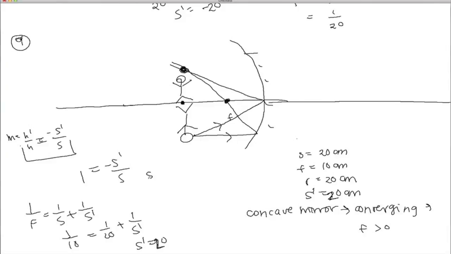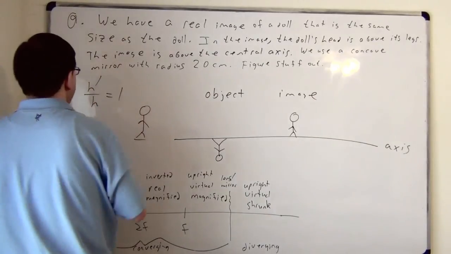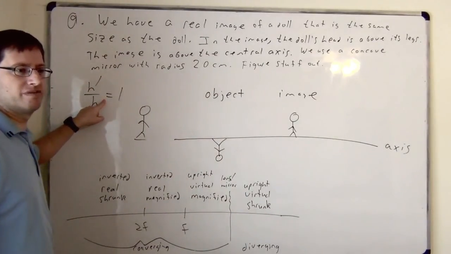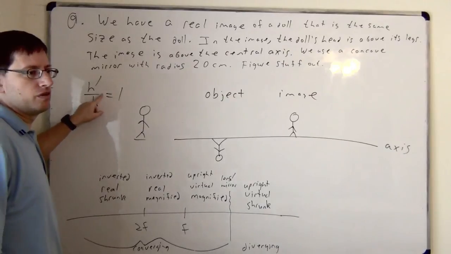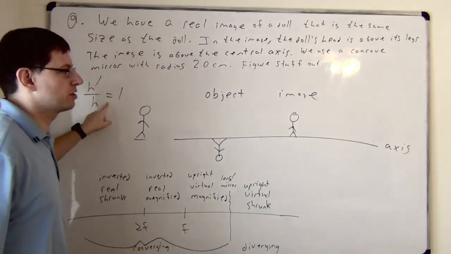Now, that one is actually hard. Let me help you with this. That actually turns out not to work because you're saying that H prime over H is 1, but you actually don't know yet whether it's 1 or negative 1, because you don't know what the relative relationship is. So that actually turns out not to be the most useful equation.